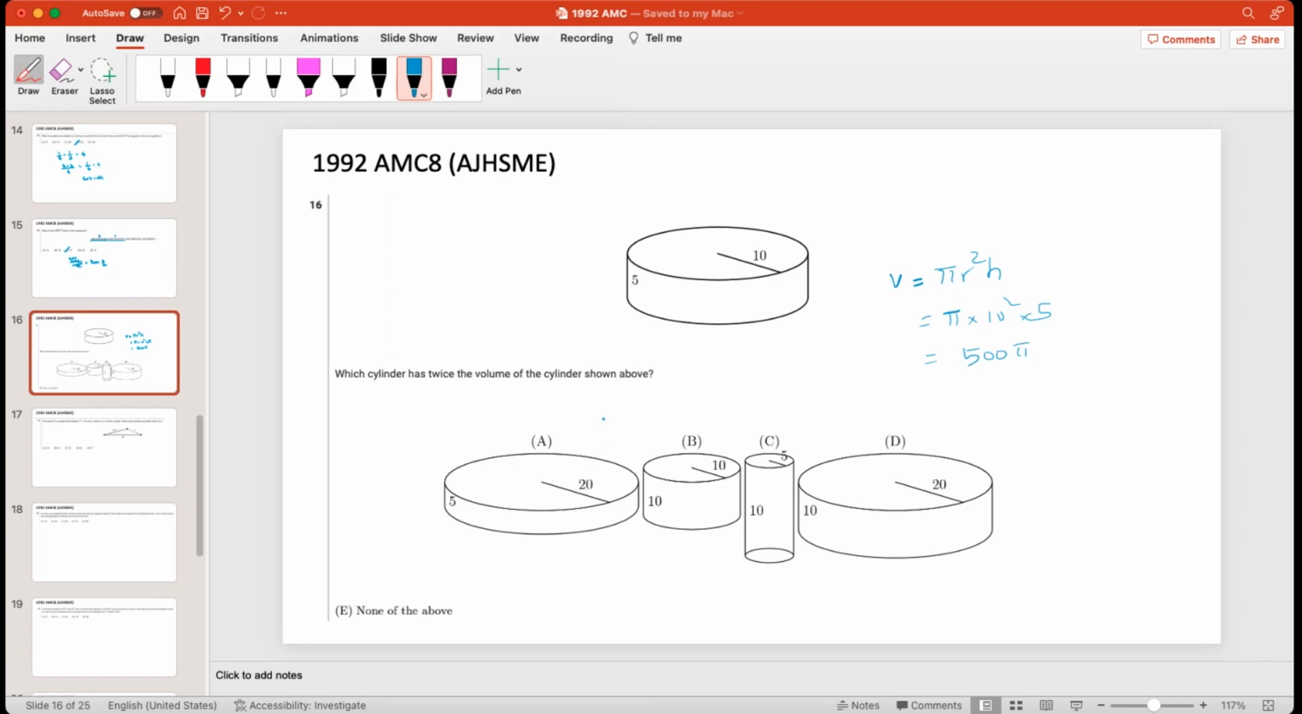So we just have to calculate the volume of the remaining cylinders. So this is going to be 20 square, so this is 400 into pi, 400 into 5. So this is more than double, right? So let's look at the second option.